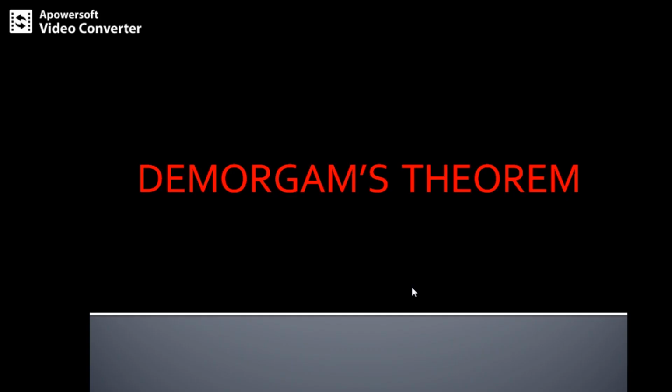Today's concept is De Morgan's theorem. Before understanding De Morgan's theorem, we need to understand one important type of gate, that is called a bubbled gate. So what is a bubbled gate?